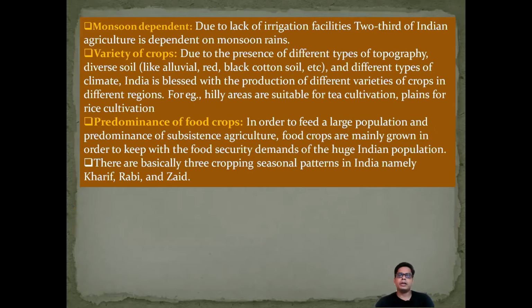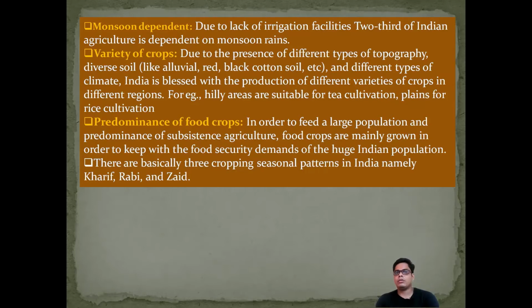Second, monsoon dependence. Our agriculture fully depends on the monsoon, and the four months of June, July, August, September are very important, due to the lack of irrigation facilities. Two thirds of Indian agriculture depends on the monsoon rains. So it is monsoon dependent.